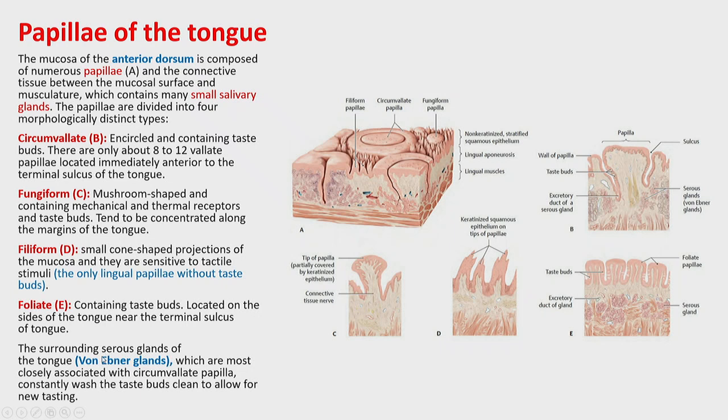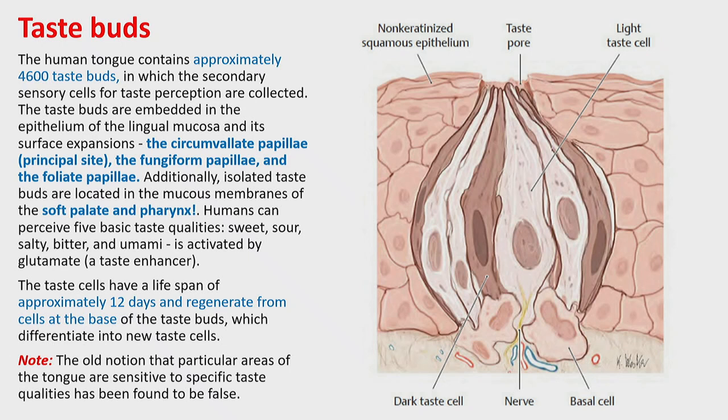This von Ebner gland, by producing this serous secretion, washes the surface of the circumvallate papilla, preparing it to be clean and allowing it to taste anew. So when you are eating different tastes, it's washed, and then again it perceives salt, sour, or something else. This is the function of von Ebner gland that we already discussed in the salivary chapter.